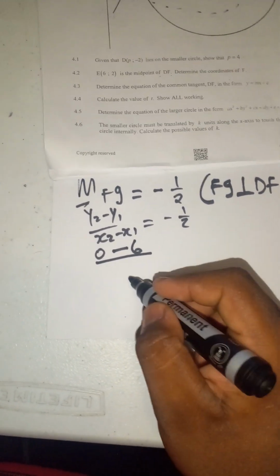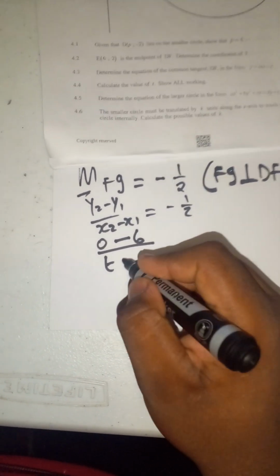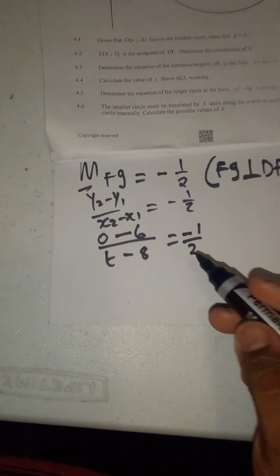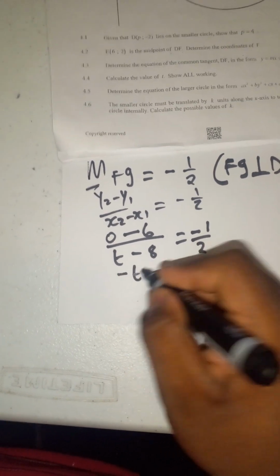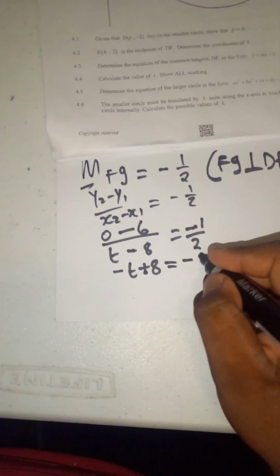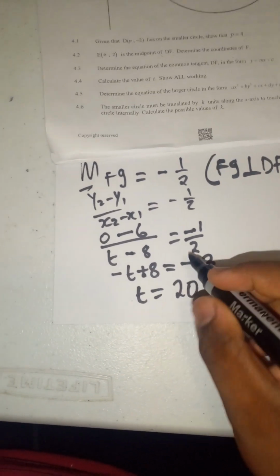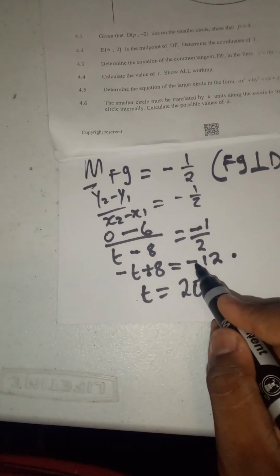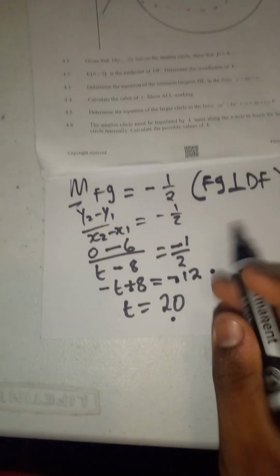It is 6. And at the same time, the x coordinate at G is t, and the x coordinate at F is -8. It is equal to -1/2. Let's cross multiply. So -1 times (t minus 8) is -t plus 8, because a negative and a negative is a positive, which equals -12. And then it means t equals 20, because when you take this -t to the other side, it becomes positive t. When you take this -12 to the other side, it will be 8 plus 12, which equals 20. Okay, so now that's how you do it.